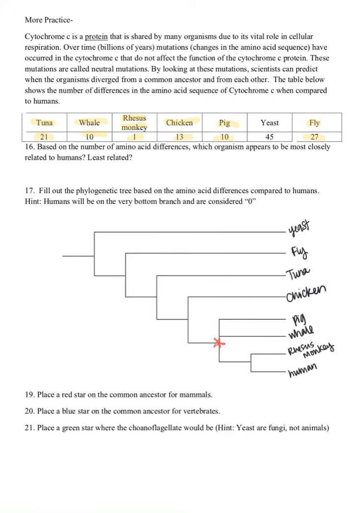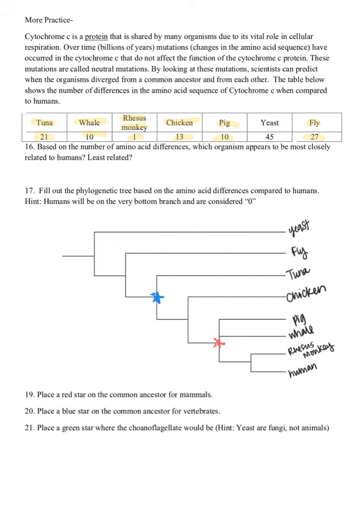Now I also want you to place a blue star on the common ancestor for vertebrates. So these are organisms that have a backbone or a vertebrae. So I can go through, chickens do, tunas do, I believe, flies do not, and yeast do not. So I'm going to place a blue star where my branch branches off that includes all of my vertebrates. So I'll place it right here.